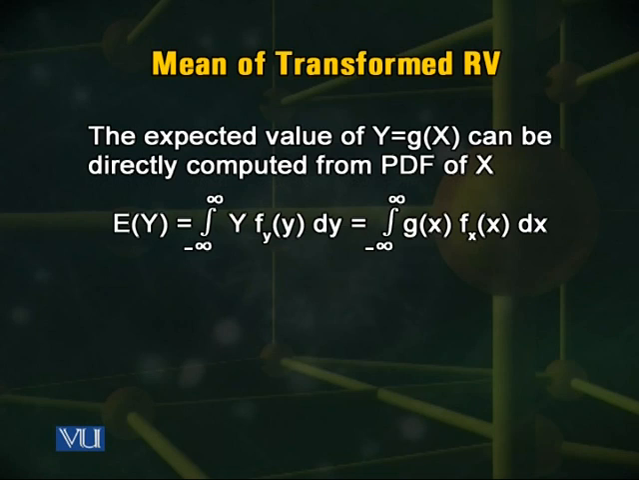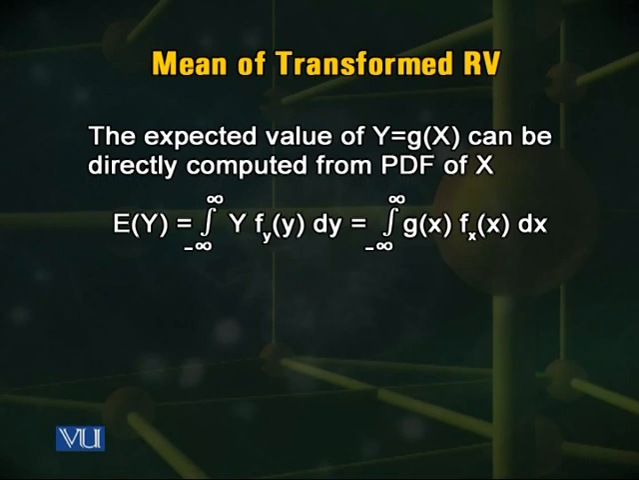So you don't have to find the PDF of the transformed random variable. All you need is the PDF of the original random variable and the function which transforms random variable x to random variable y. And for this case, the expected value of y is equal to the integration over the desired range of the transformation and the original PDF.